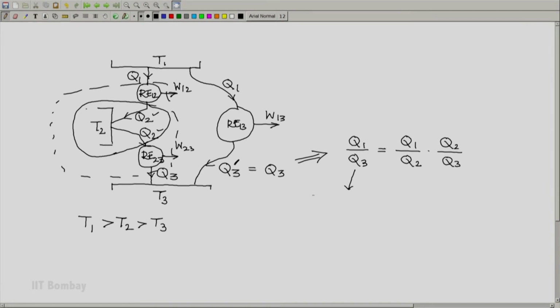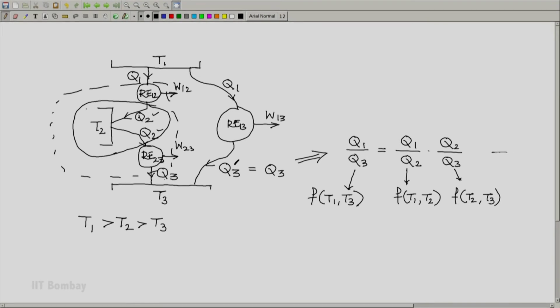So this should be the unknown function f of T1, T3. Q1 by Q2, that is the ratio of heat absorbed and rejected by this reversible engine RE12, must equal f of T1, T2, and Q2 by Q3 is the ratio between heat absorbed and heat rejected for this reversible engine RE23, and hence this must equal f of T2, T3.